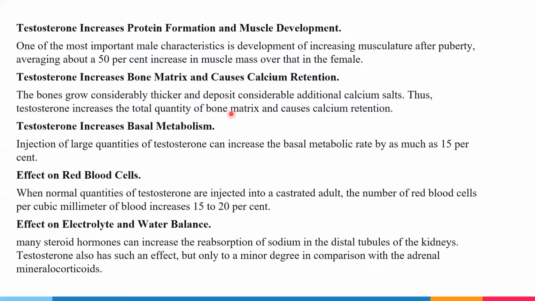Testosterone also increases basal metabolism. Injection of large quantities of testosterone can increase basal metabolic rate by as much as 15%. Effect on RBCs. When normal quantities of testosterone are injected into a castrated adult, the number of red blood cells per cubic millimeter of blood increases 15 to 20%.